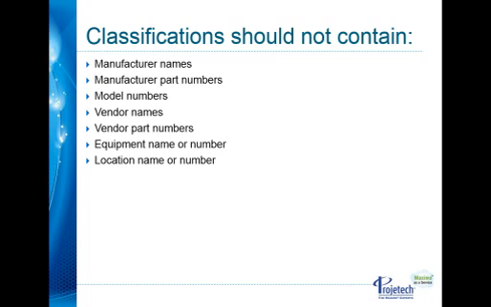Okay, so a brief list of what classifications should not contain. They should not contain manufacturer names. They should not contain part numbers. They shouldn't contain model numbers, vendor names, vendor part or catalog numbers. They shouldn't include the specific equipment name or number, and they shouldn't include a location name or number. The only exception to this would be if it's an OEM part, and we'll get into that later.